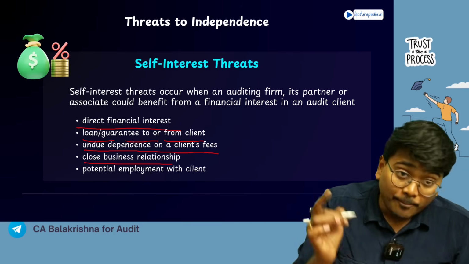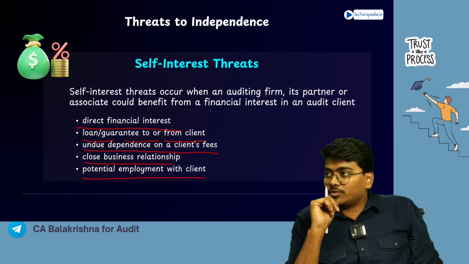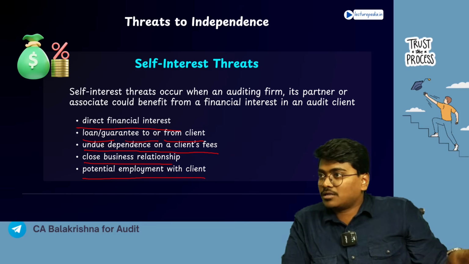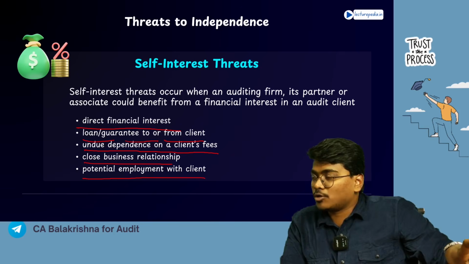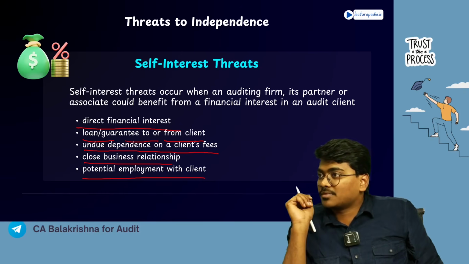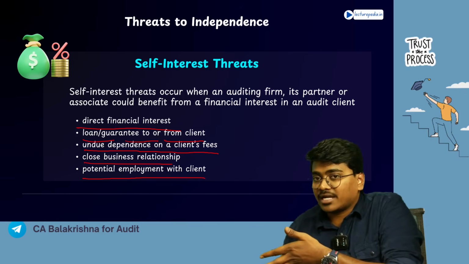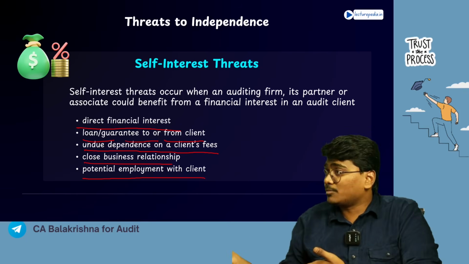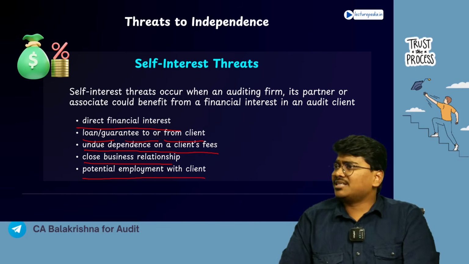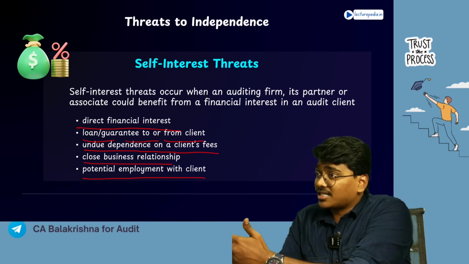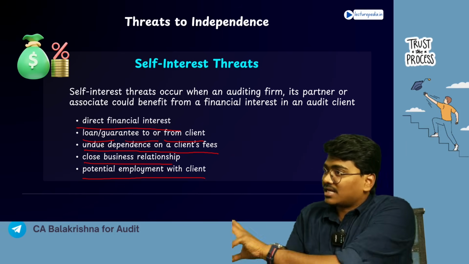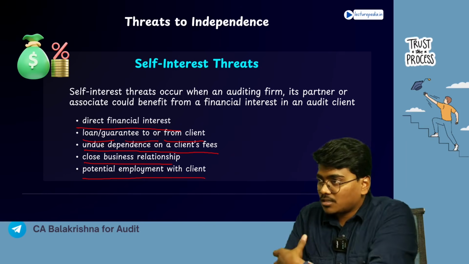Next, potential employment with the client. Now the client might have told you that, or you are having a brother and you wanted your brother to work in that company. Your brother is not getting any employment elsewhere, and the client has said, okay, I will give employment to your brother. Now if the auditor reports anything about the client, he might fear that the client might remove his brother from the employment, right? Or the client might remove the auditor himself, if the auditor reports anything wrong about the client.